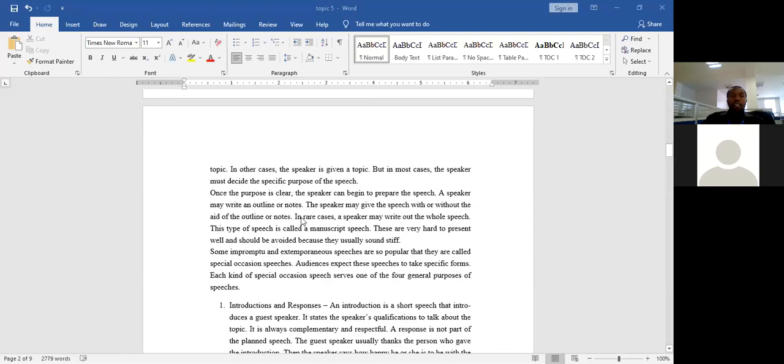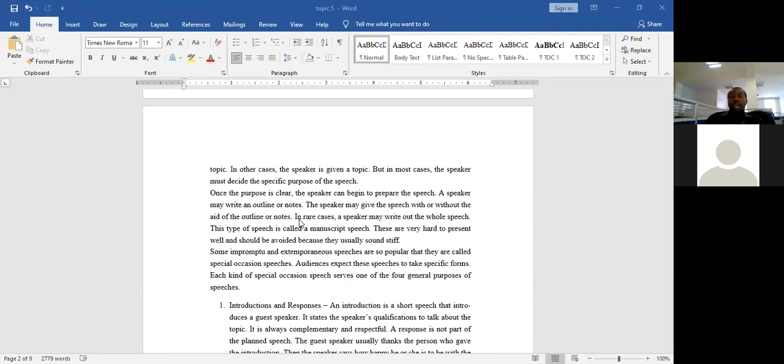So once the purpose is clear, the speaker can begin to prepare the speech. A speaker may write an outline or notes, and the speaker may also give the speech with or without any aids or notes, because you already gave him time to go and prepare. So in rare cases, a speaker may write out the whole speech, like the way the president reads the speech, which is actually prepared well in advance.